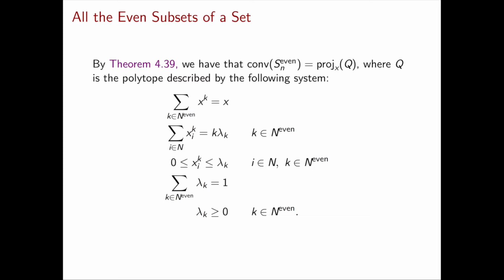So we have seen that the convex hull of S_n^even can be written in the original space, but we need exponentially many inequalities. However, if we use Balas's extended formulation for the union of polytopes, we obtain a polynomially sized extended formulation for the same convex hull of S_n^even.